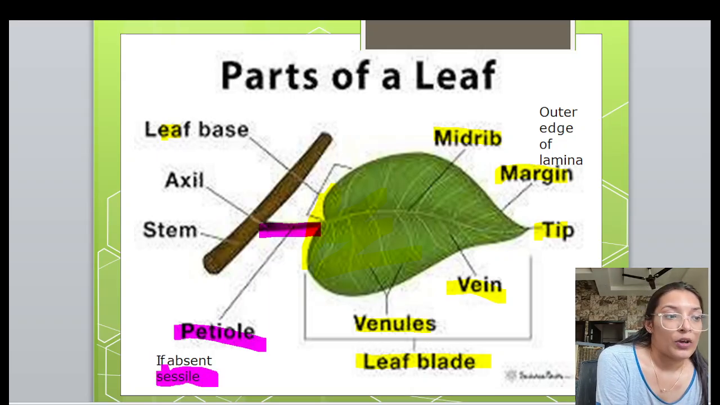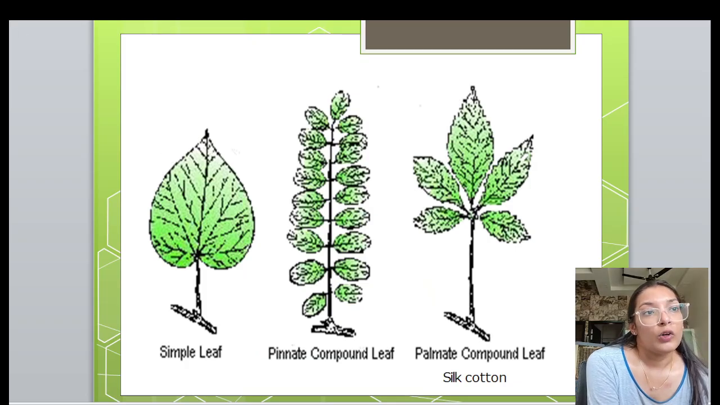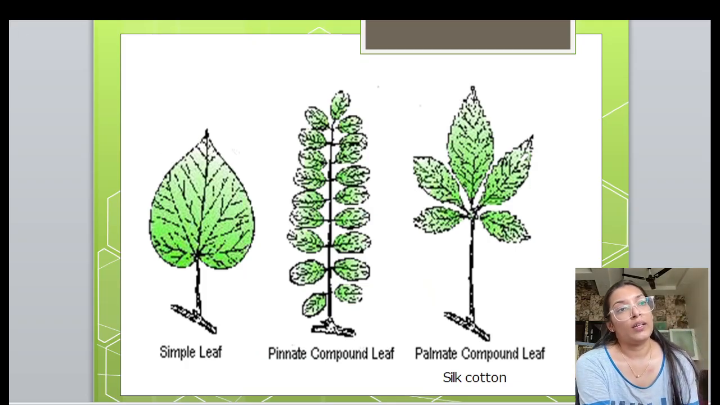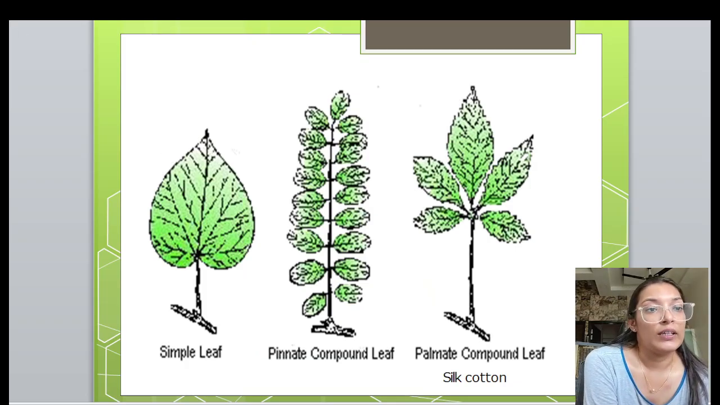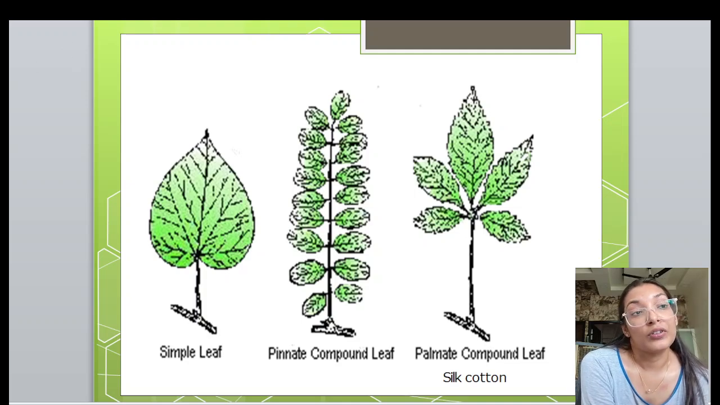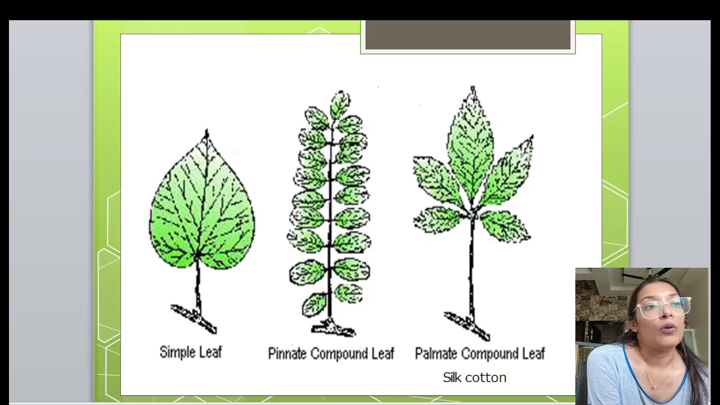Sessile. Alright. Now, we are classifying the different types of arrangement of leaves, on the basis of shape, on the basis of margin, and we are also going to study the type of leaf. Now, when we are talking firstly about the type of leaf, it can be either a simple leaf or a compound leaf. What do you understand by simple leaf?